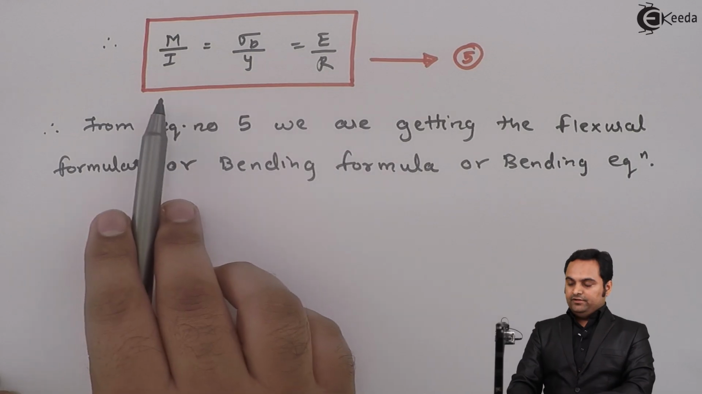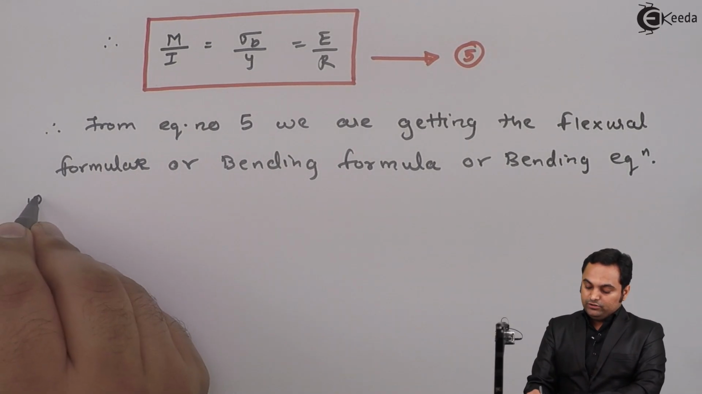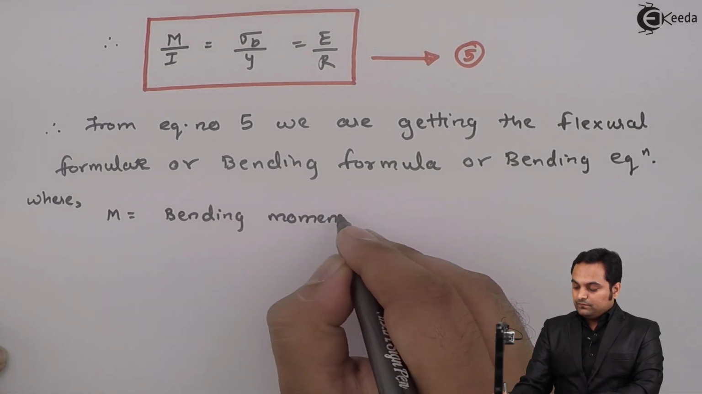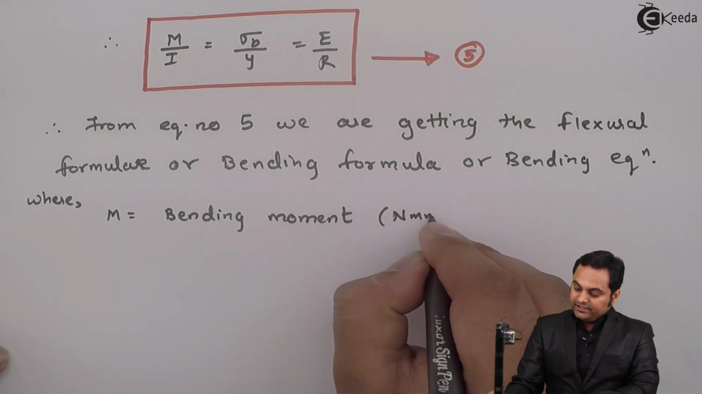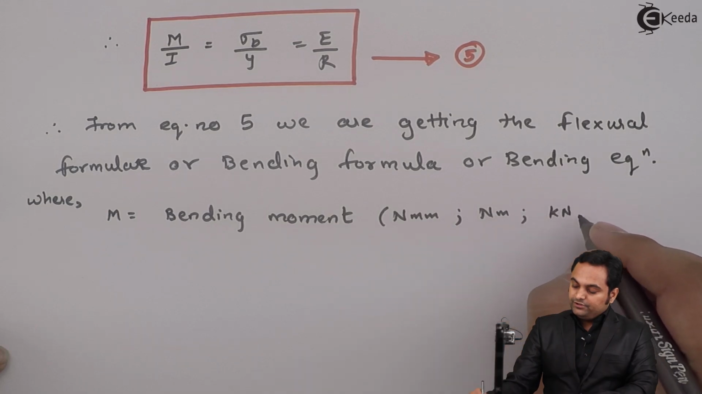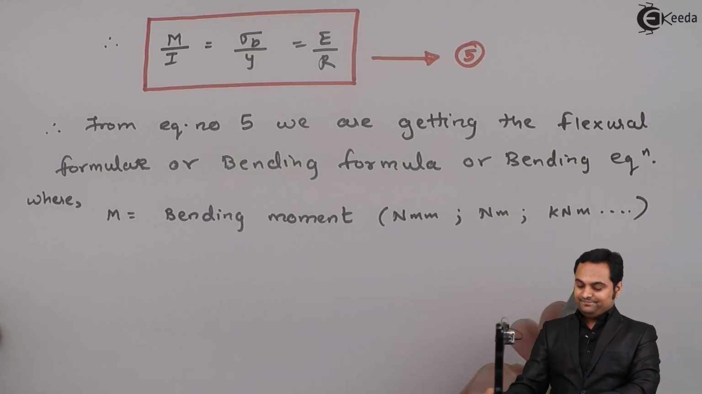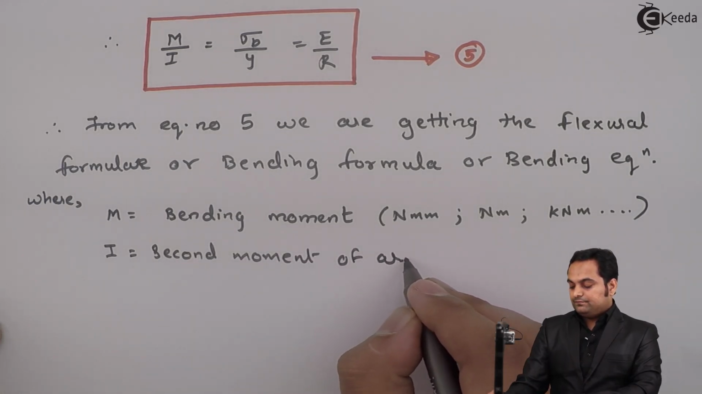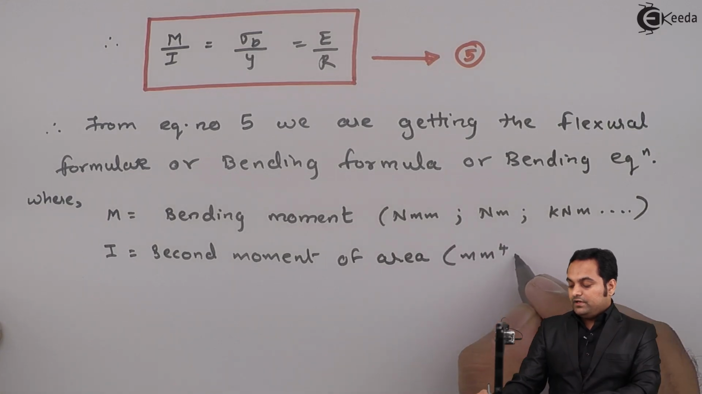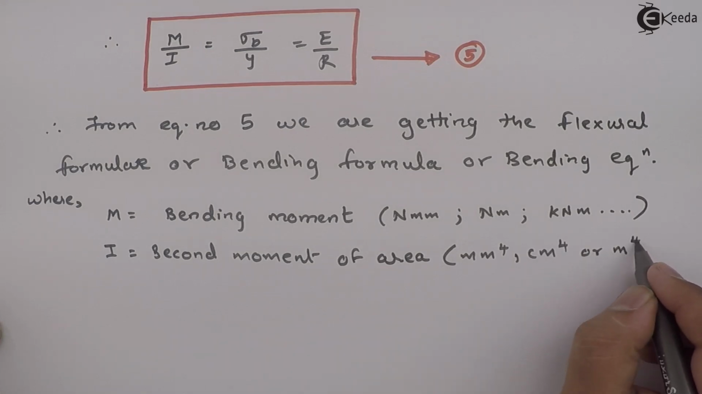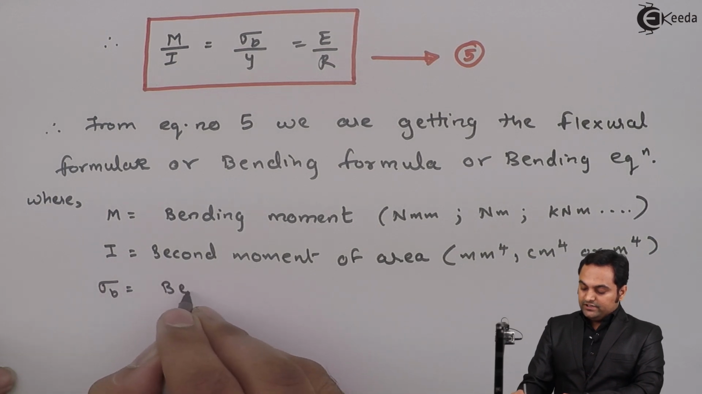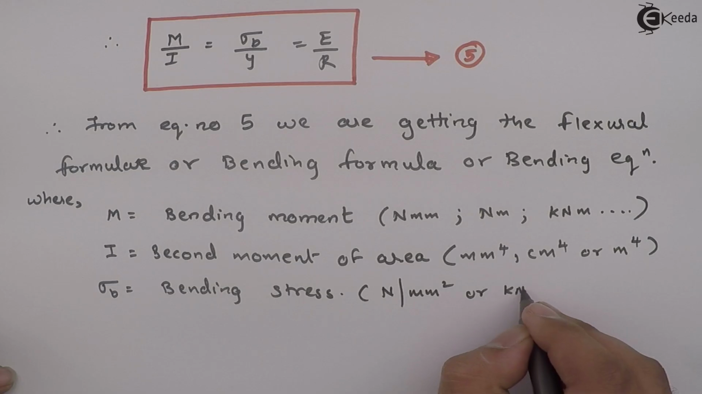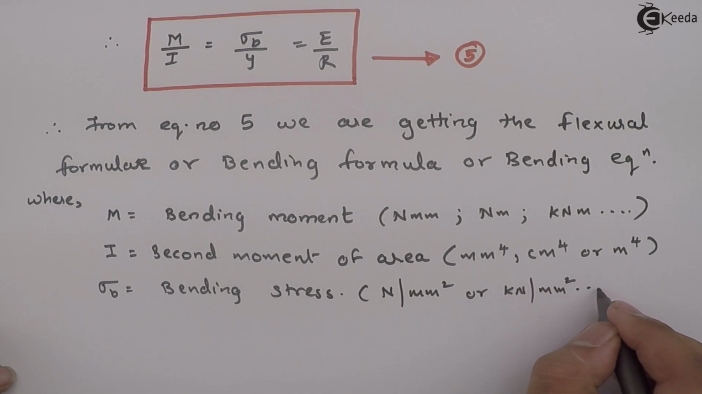So now here in equation 5 we are getting the bending formula, or it is also called as the flexural formula, and I'll define all the terms, where capital M is called as bending moment, and since it is bending moment, the unit is either it can be Newton mm, or it can be Newton meter, it can be kilonewton meter, and so on, because it is force into distance. Next I, it is called as second moment of area, its unit is either mm square, mm raised to 4, centimeter raised to 4, or it can be meter raised to 4. Then we have sigma b, which is called as bending stress, and the unit is Newton per mm square, or it can be kilonewton per mm square, or kilonewton per meter square, so on.